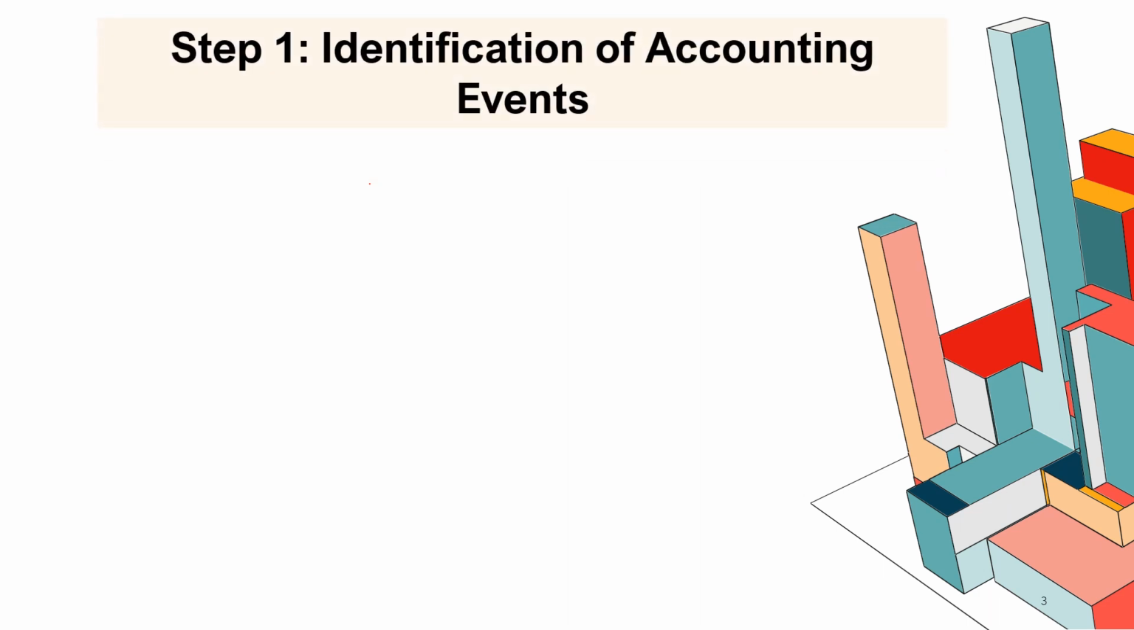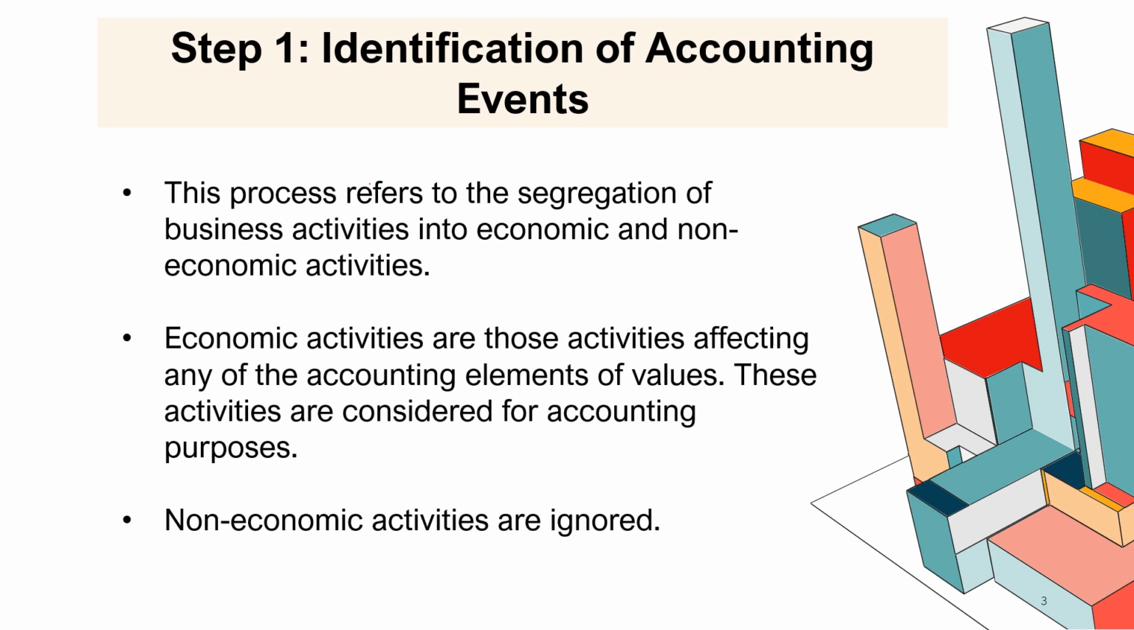Let's proceed to step number 1, which is identification of accounting events. This is the process in which we segregate the business activities into economic and non-economic activities. When you read the transactions given to you, you have to identify whether those transactions are economic or non-economic activities, or whether those transactions are to be recorded in the journal or not.